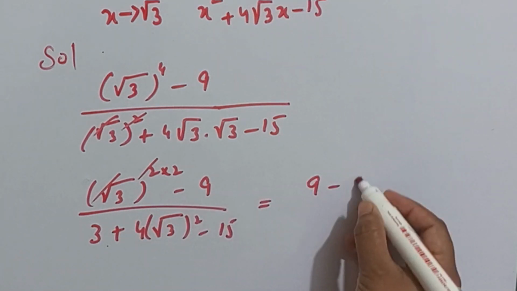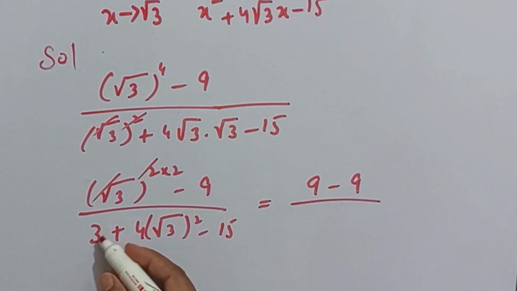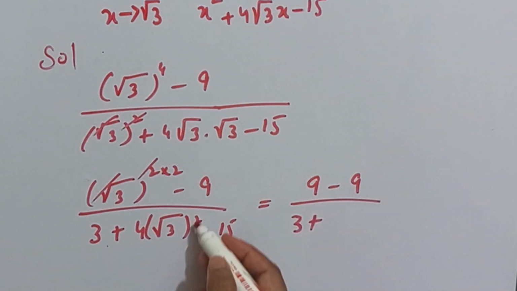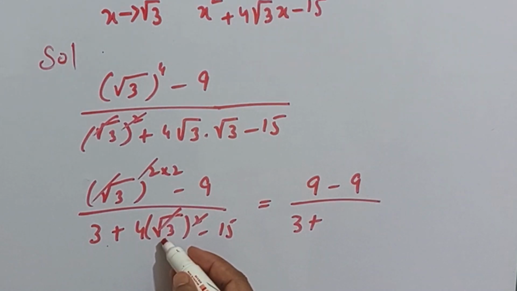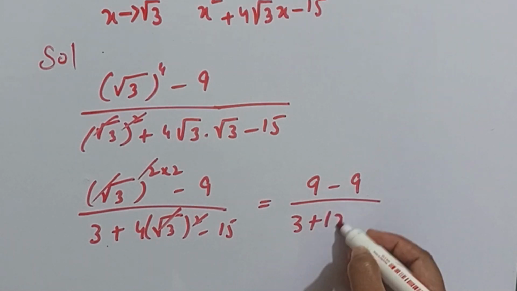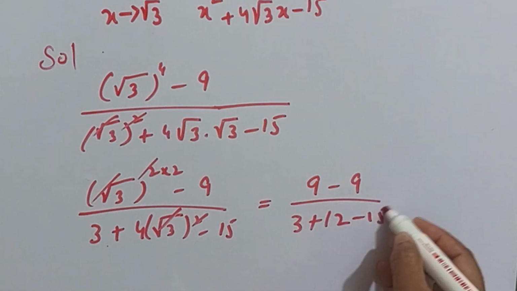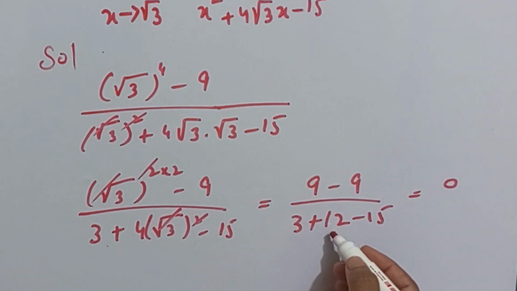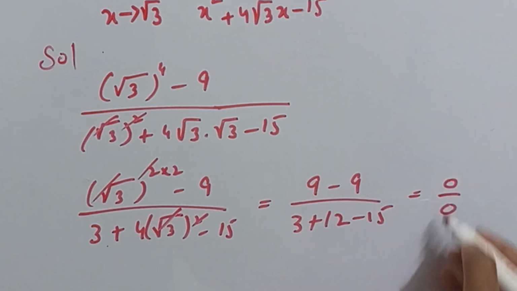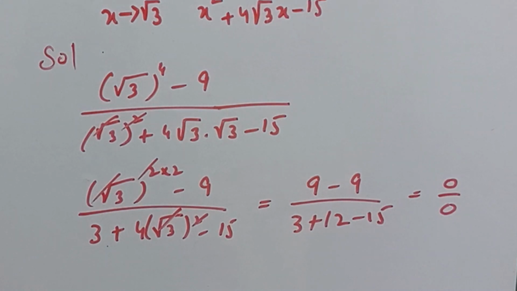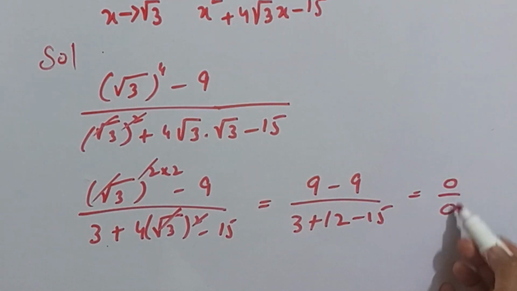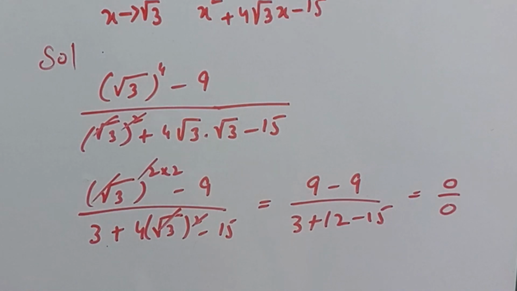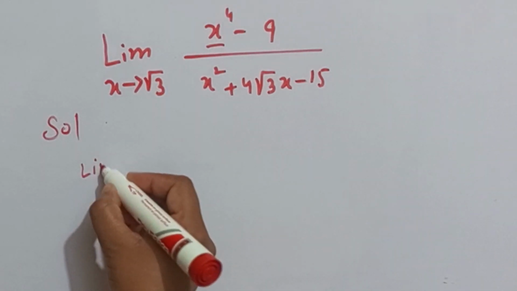So we have 9 minus 9 over 3 plus, where the square and square root cancel and we just get 3 multiplied by 4, which is 12, minus 15. Now 9 minus 9 is 0, 3 plus 12 is 15, and then 15 minus 15 is 0. So if we apply the limit directly, we get a 0 over 0 form, which is an undefined form. This implies we cannot apply the limit directly in our question, so we solve this question with another method.